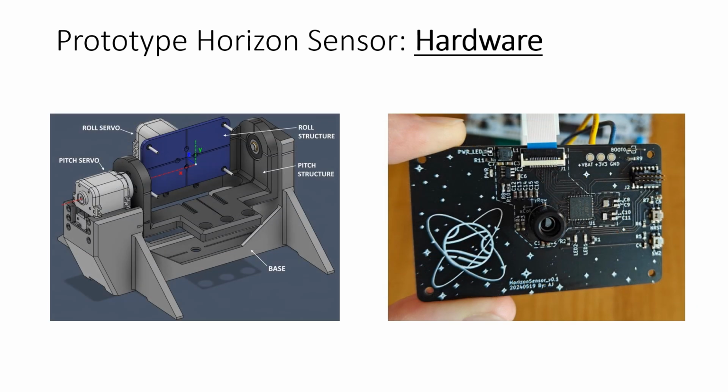So here we can see on the right the assembled horizon sensor prototype, and on the left is the pitch roll gimbal that the horizon sensor is mounted to while it views the simulated scene.